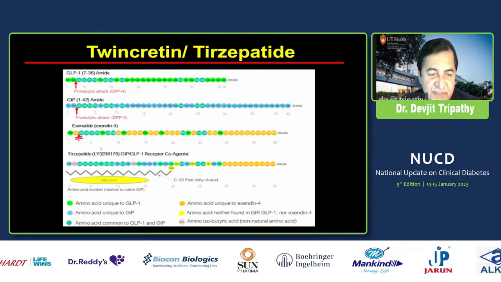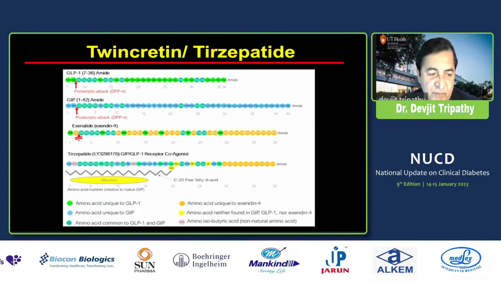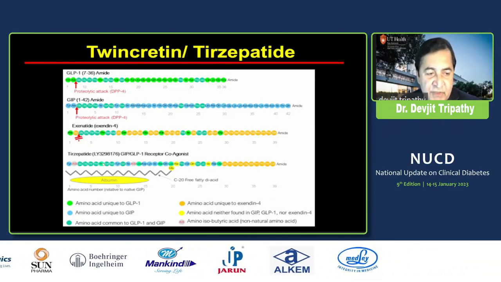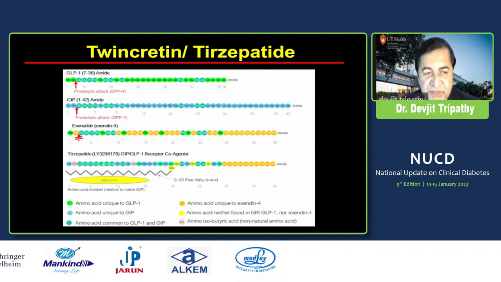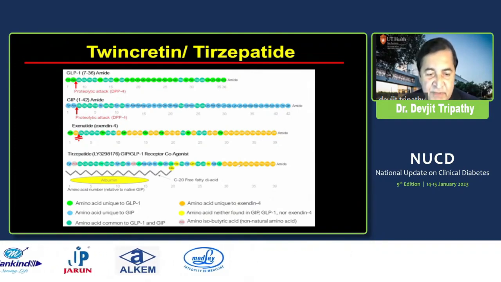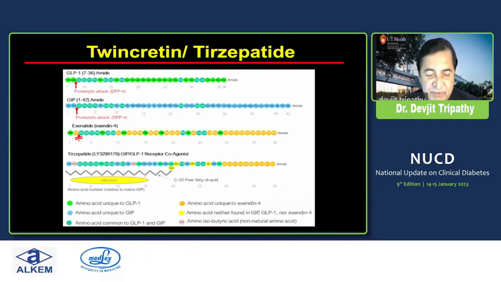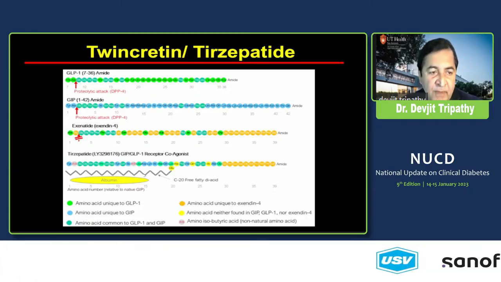So tirzepatide contains 9 amino acids similar to those in GIP, about 4 amino acids common to GLP-1, and about 10 which are common to both GLP-1 and GIP. So it has a lot of amino acids similar to GLP-1 and GIP, and there are some similar to exenatide. It is bound to a fatty acid, which binds to albumin; that's what prolongs its half-life. So this structure has a lot of similarity to GLP-1 and GIP, but is mainly closer to GIP than GLP-1.